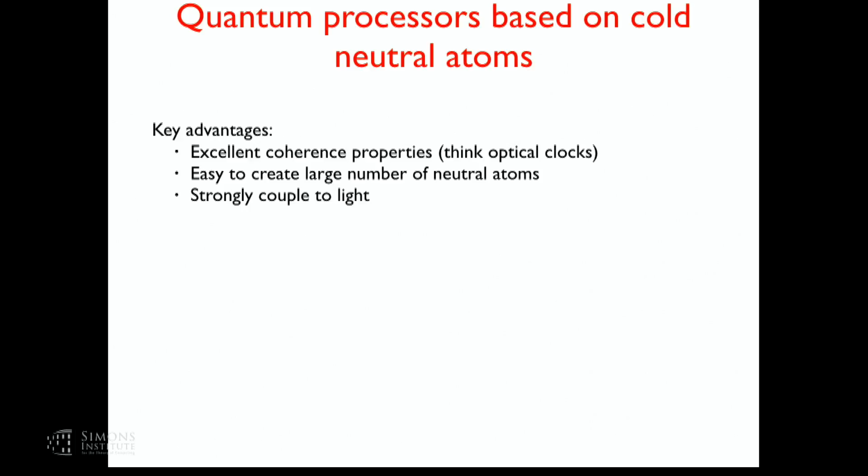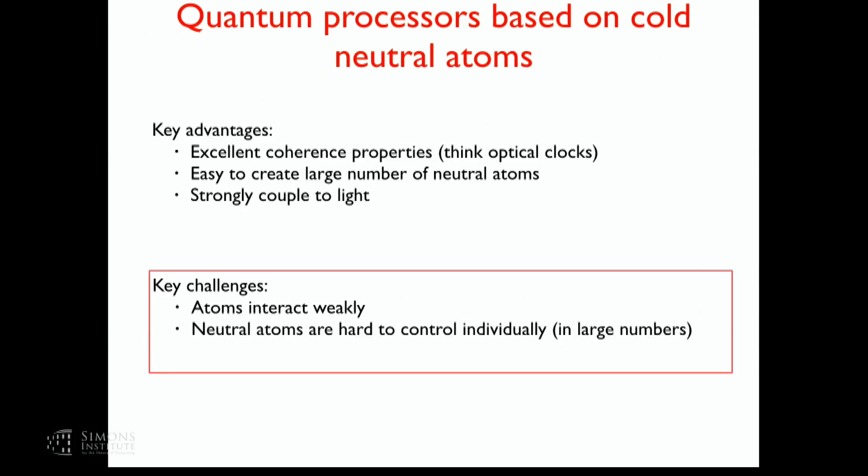But at the same time, neutral atoms are not necessarily the obvious choice if you really want to build, for example, a quantum computer. There are two key challenges. First of all, atoms in a gas phase interact very weakly, and to connect them via gates, you need strong interactions. But in addition, neutral atoms are very hard to control individually in large numbers. For example, with all of these atoms in this room, we just cannot keep track of all of them, right? And that's why we cannot use them as qubits.